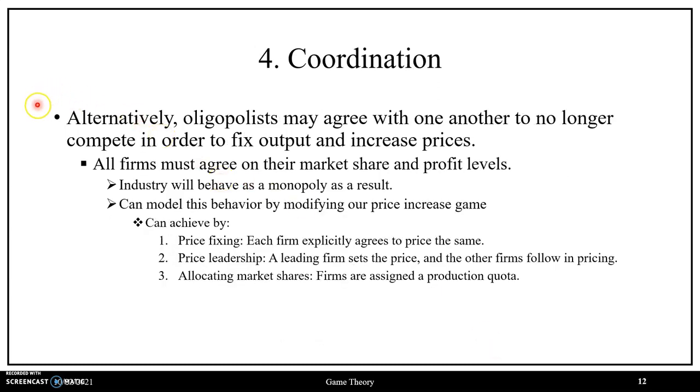So then, alternatively to non-price competition, we could also have oligopolists agreeing with one another to no longer compete in order to fix their output levels as well as increase prices. But in order to do this, all firms must agree on the market share as well as profit levels, where the industry will behave as a monopoly as a result, and we can model this behavior by modifying our price increase game, where this coordination can be achieved through price fixing, price leadership, or allocating market shares.